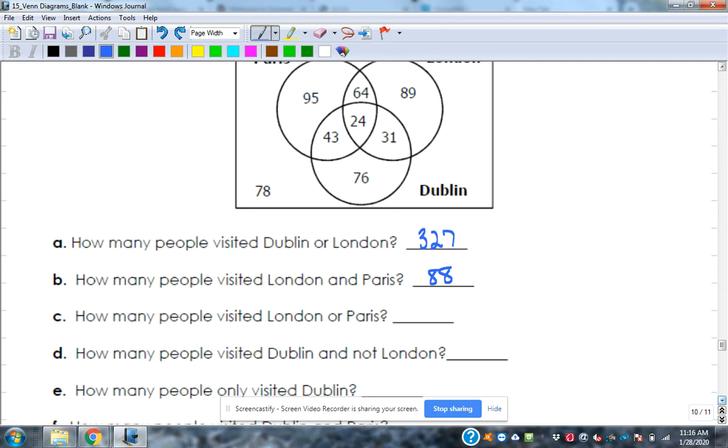How many people visited London or Paris? How much? I got bigger than that. I got 346. Because you're adding up everybody except for the 76 that's in a circle. The 76 is the only thing you don't add. And the 78. Yeah. You got to be careful. It's so easy to leave things out here. The 76, it says London or Paris, so you're not adding the 76 or the 78. So you're adding everything else that's there.